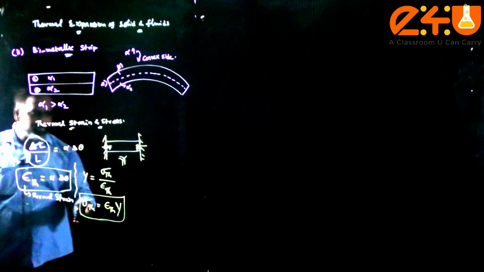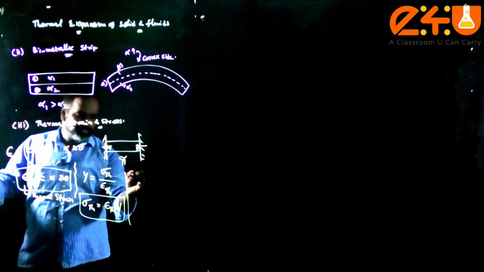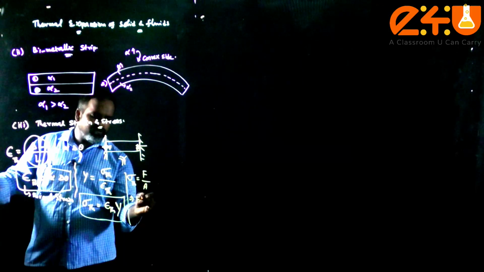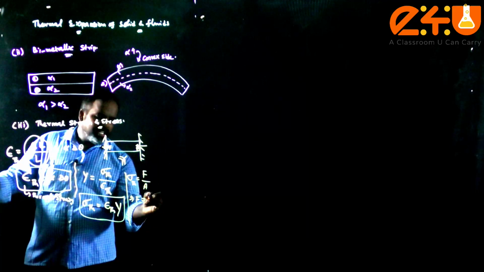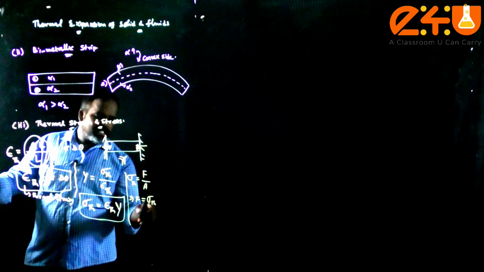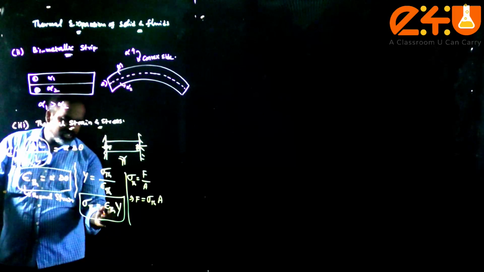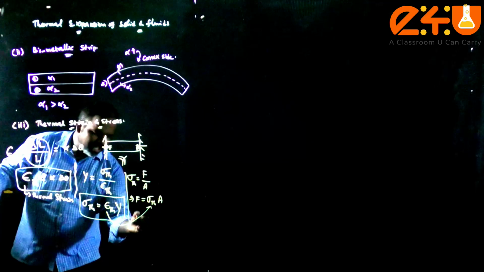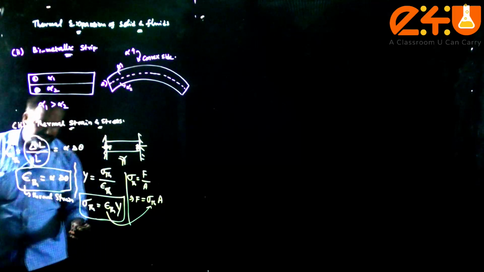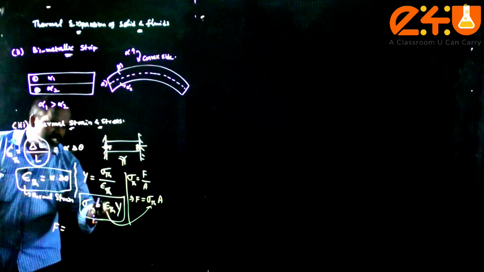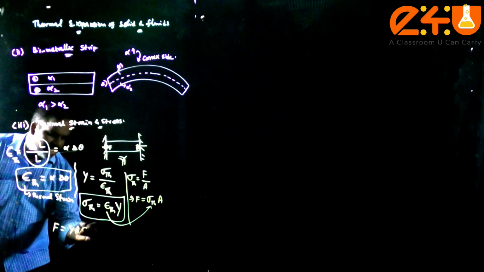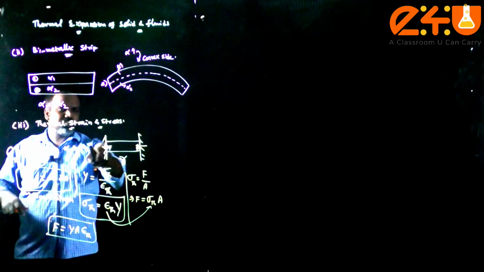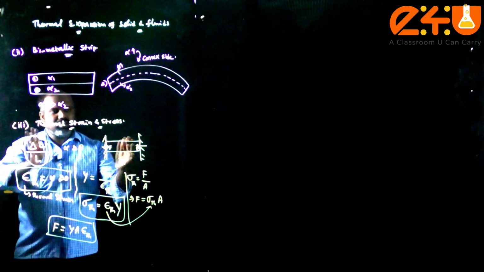And next, by definition, sigma is equal to F by A. So from this I can write that the force due to the thermal expansion, F, is equal to sigma thermal, that is the thermal stress, into area. But the thermal stress is nothing but thermal strain into Young's modulus. Therefore, substituting here, F is equal to Y A into thermal strain. So this is the force due to the thermal expansion which acts on this rod, whether expansion or contraction takes place.